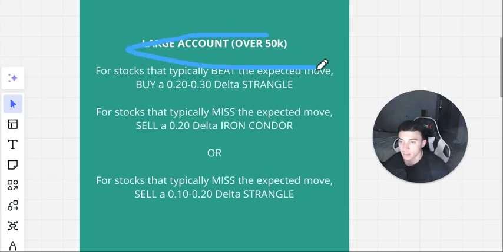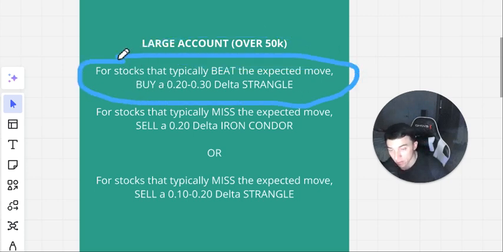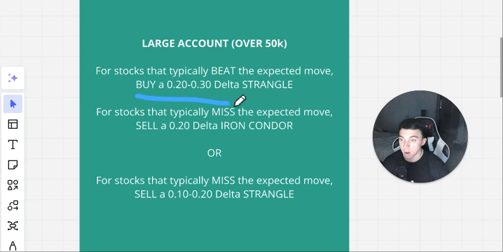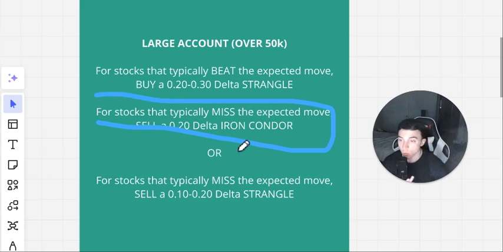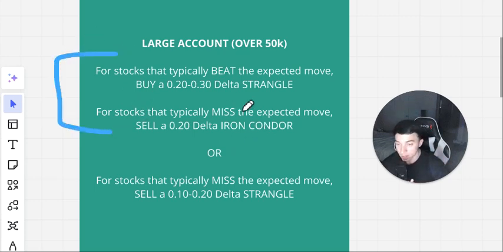So again, this is a pretty arbitrary number, but for stocks that typically beat the expected move, remember this, in this situation, we want it to have a huge move in either direction. We don't care which. We're buying a 20 to 30 delta strangle. And for stocks that typically miss the expected move, we're selling a 20 delta iron condor. So it's the exact same as the small account.